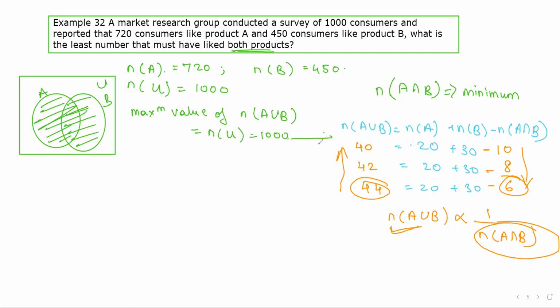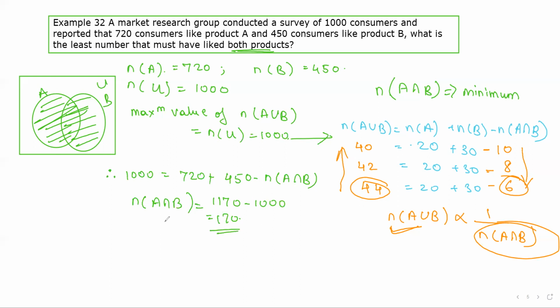Now place this in the formula. Therefore, 1000 is equal to n of A, 720, plus n of B, 450, minus n of A intersection B, which is the least value that you should get. So n of A intersection B will be equal to 1170 minus 1000, which is equal to 170. This is the minimum number of people who like products A and B.